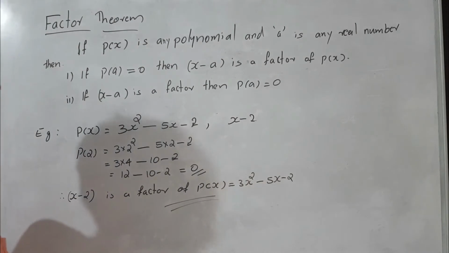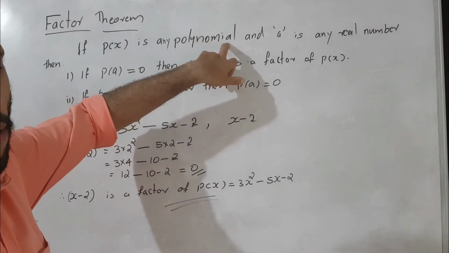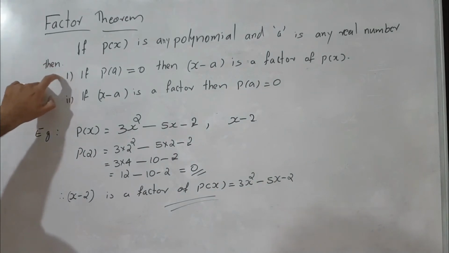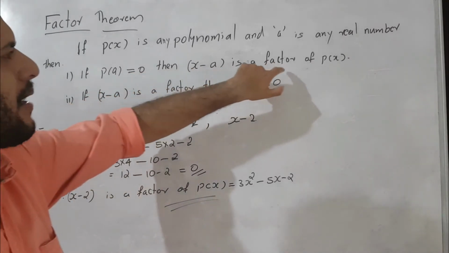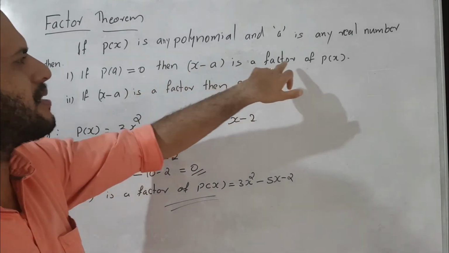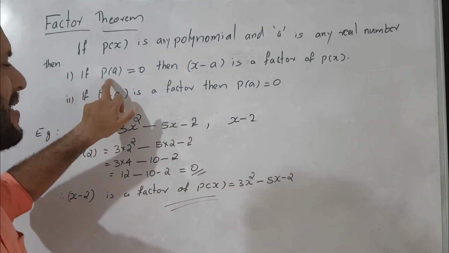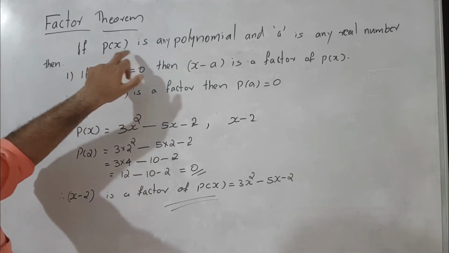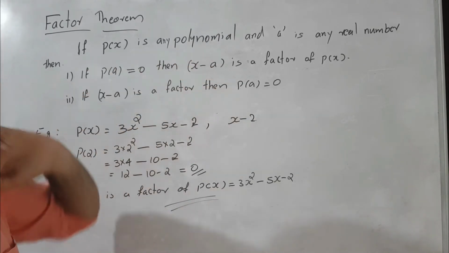What is the factor theorem? The factor theorem says this: if P of x is any polynomial and a is any real number, then we have two conditions. First, if P of a is equal to 0, then x minus a is a factor of P of x. P of a is the remainder when we divide P of x by x minus a. If that remainder is 0, then x minus a is a factor.